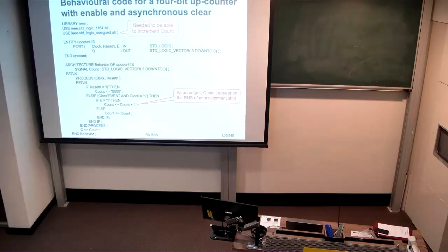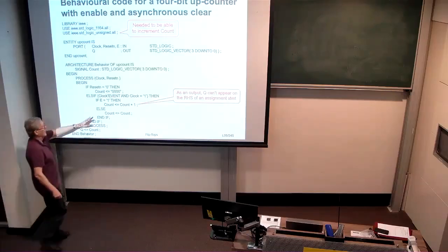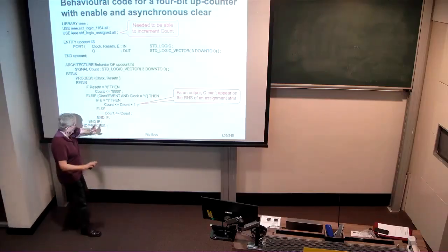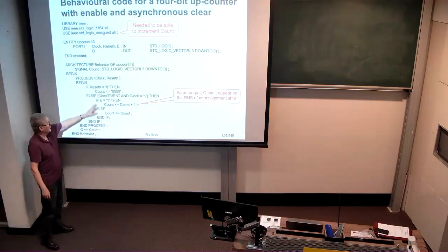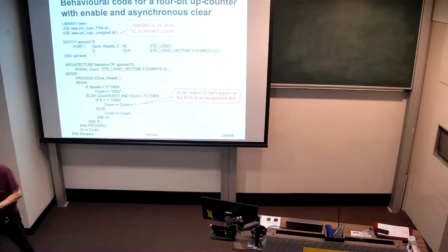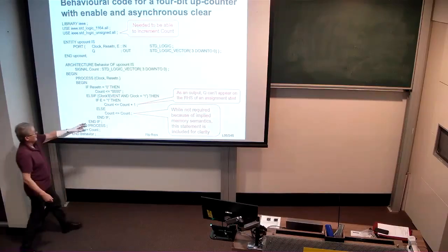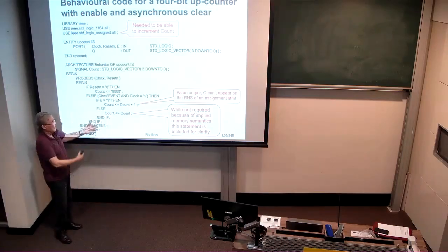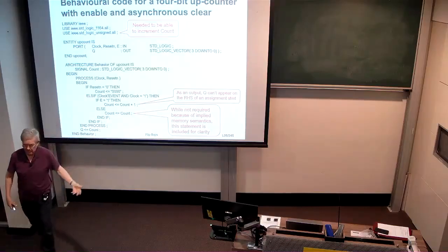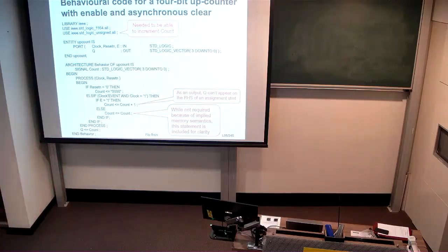Alternatively, we could have declared Q with mode what? Rather than declare it with mode out, we could have declared it with mode buffer. And in that way, we could have then said Q is assigned Q+1. That would have been perfectly legitimate, and we wouldn't have needed this internal signal called count. Okay? So that's an alternative. We don't actually need this final assignment here because we have an implied memory there, but it makes it a little clearer, so it's included as a nicety. Is this code clear?